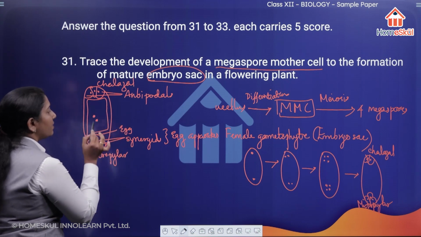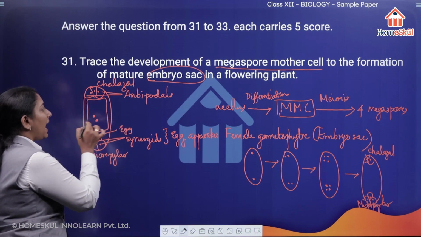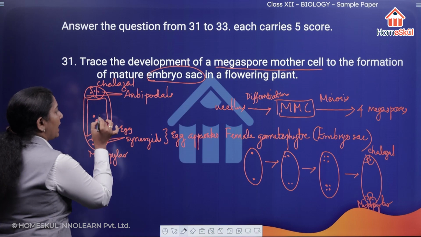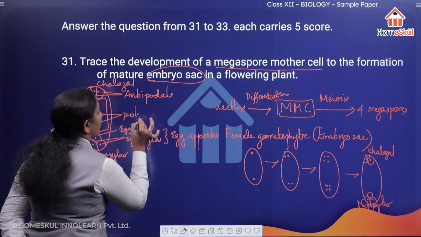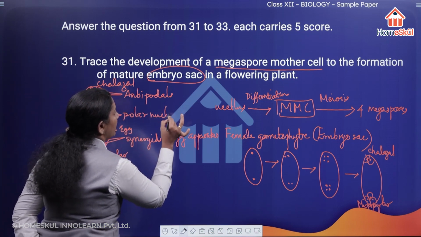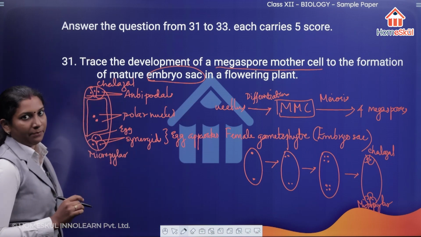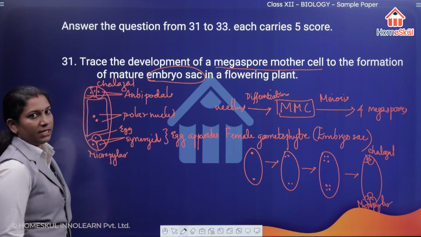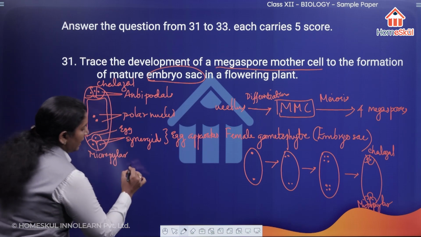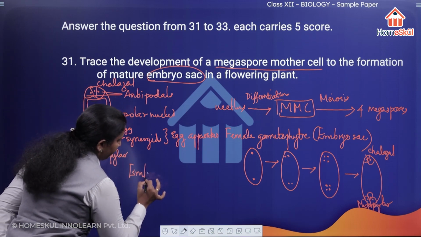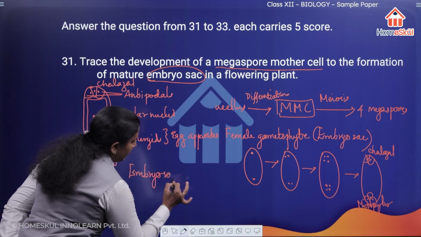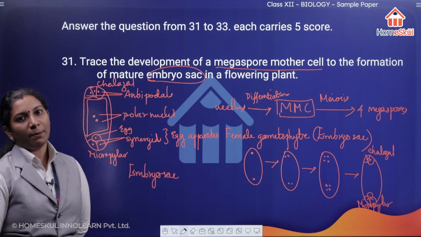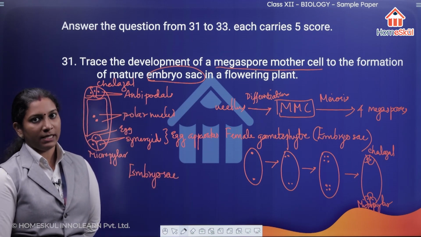This is the central cell, and the cell has 2 nuclei in it. These are called polar nuclei or secondary nuclei. They form the large central cell. So this is a functional embryo sac in angiospermic plants, or angiosperms.